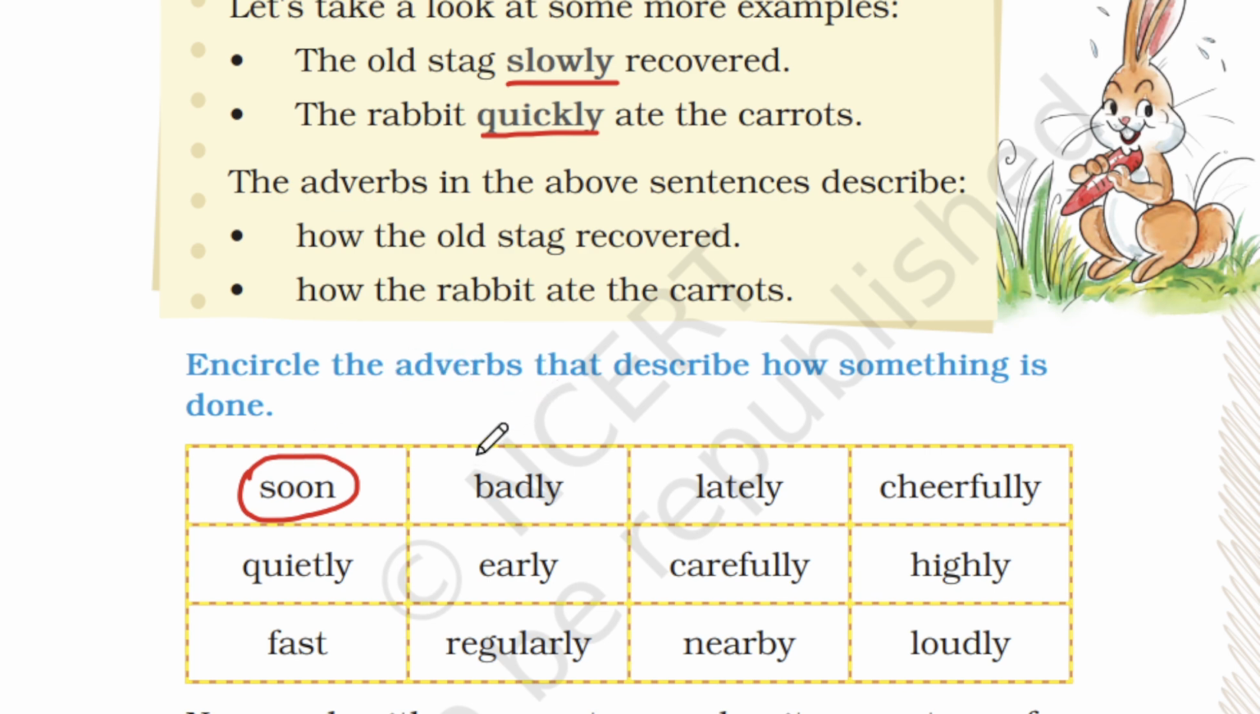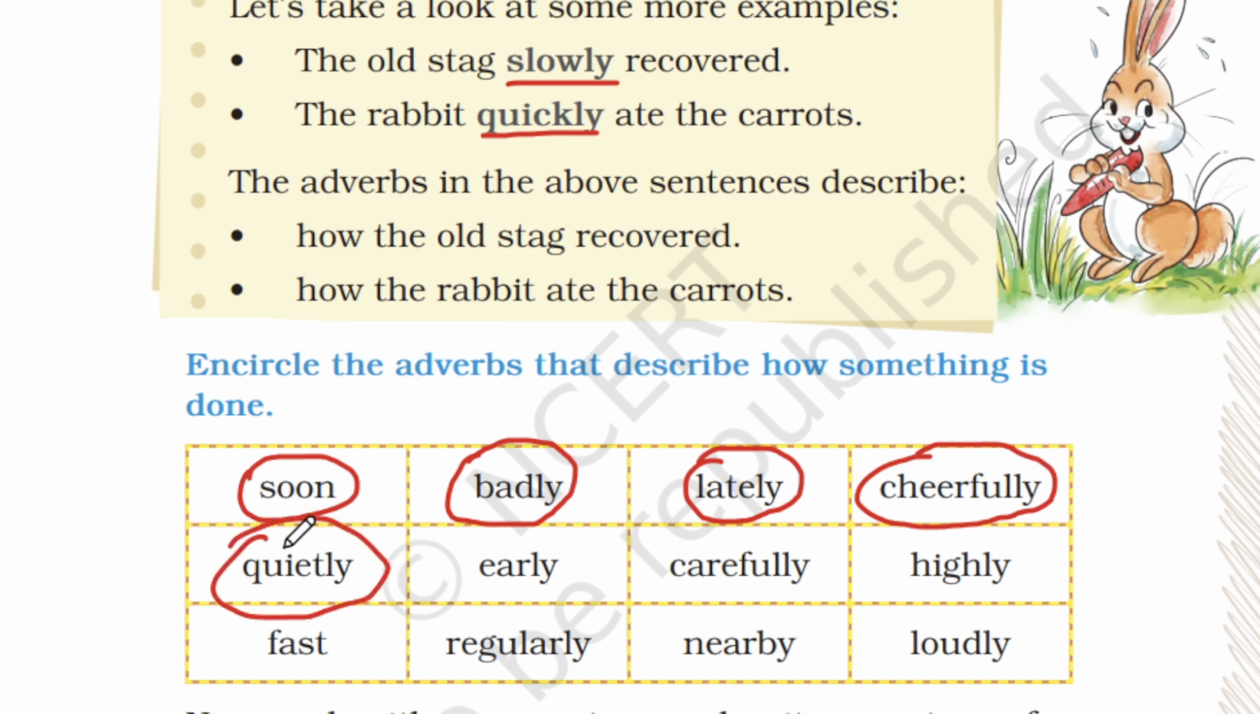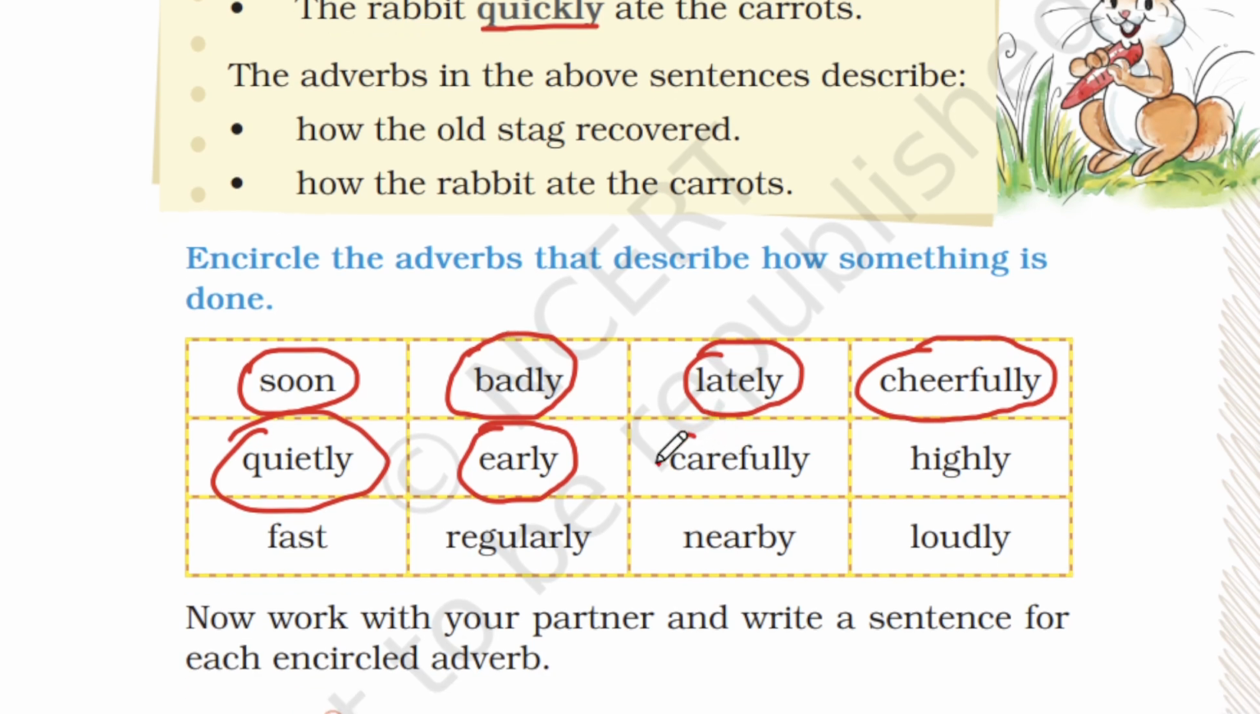Okay. You can say badly. It's an adverb. Cheating someone is a very bad manner. You can write it, like lately. You can write, the old stag lately recovered. Cheerful: the rabbit is a very cheerful animal. You can write quietly is an adverb. Early is an adverb. Again, carefully. So carefully, highly, and as I said, loudly, and nearby.